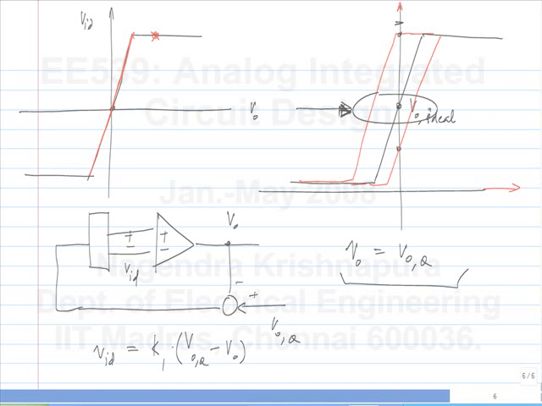And it doesn't have to be even a linear function. If you plot VID versus V0, it should have negative slope. The slope doesn't have to be constant also, okay? So this is the general thing. I mean, this is again something that you all know, and it happens in all op-amp circuits.